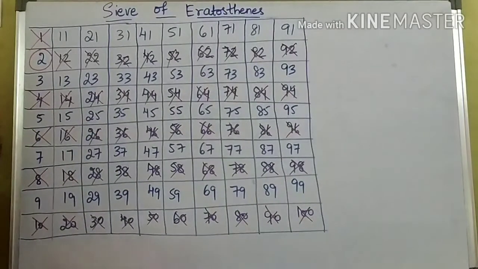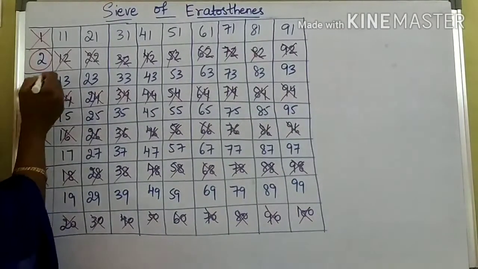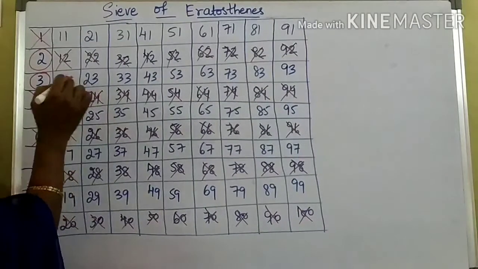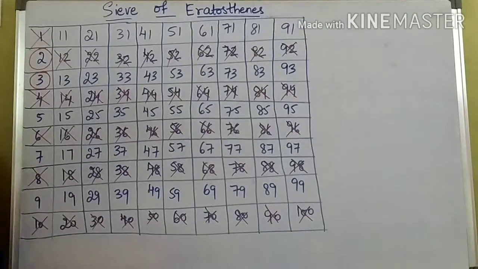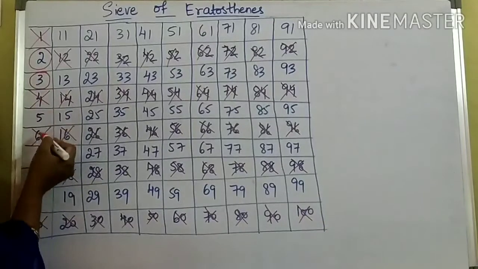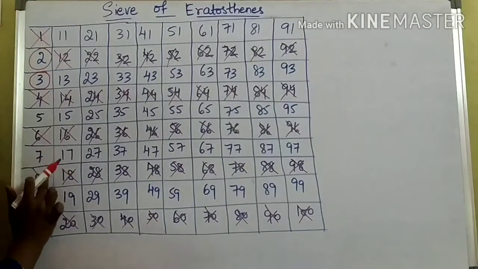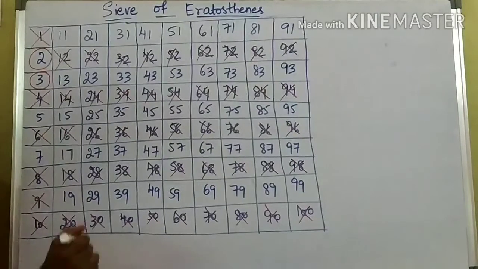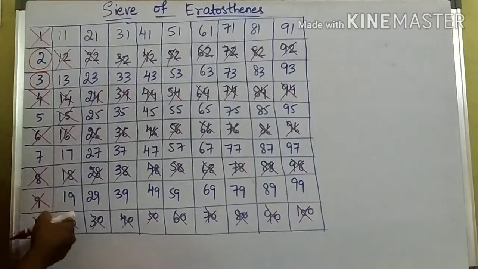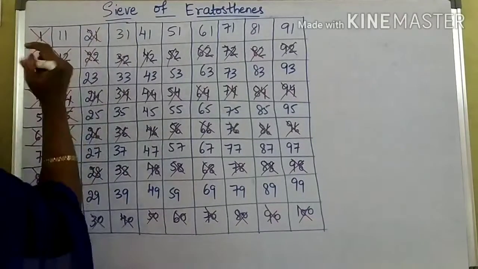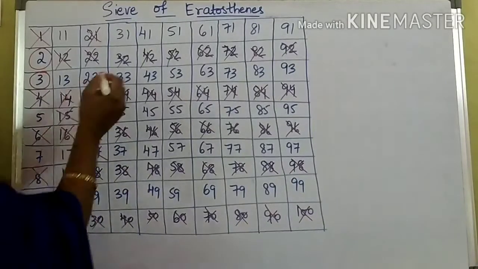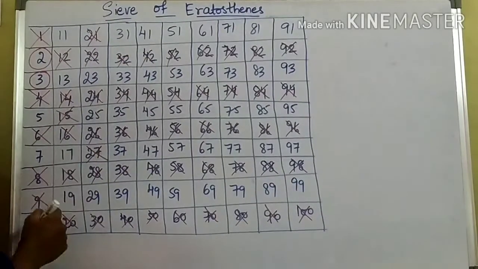Now you find the next uncrossed number. That is 3. You know that 3 is a prime number. Now encircle 3 and cross out all the other multiples of 3. Multiples of 3 are 3, 6, 9. 6 is already crossed out. 9 is a multiple of 3. Next 12, 15, 18, 21, 24, 27, 30. Up to 30 you know the multiples of 3.